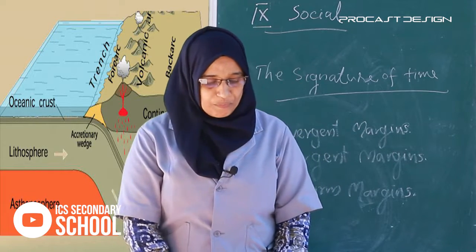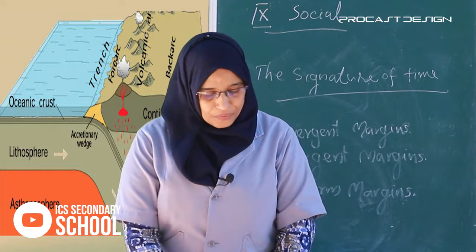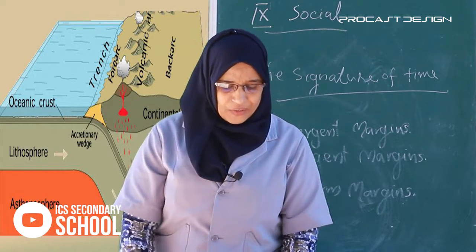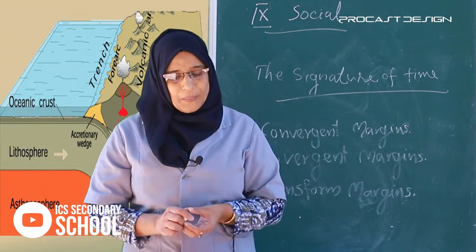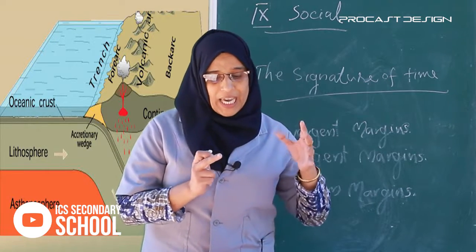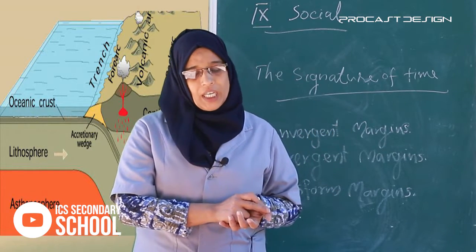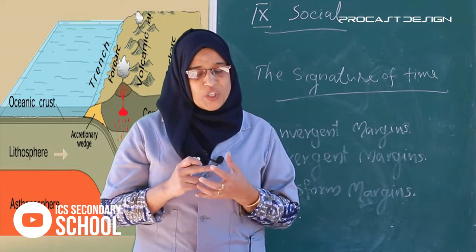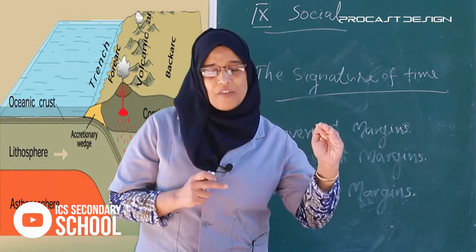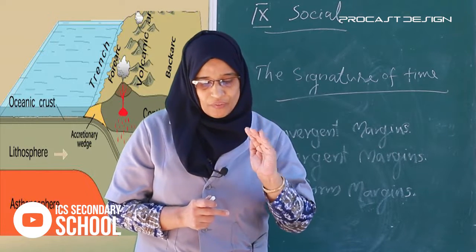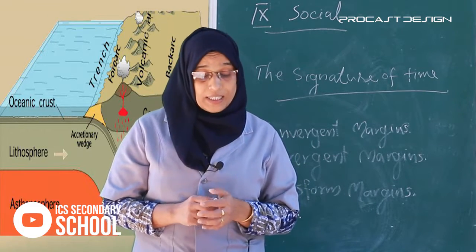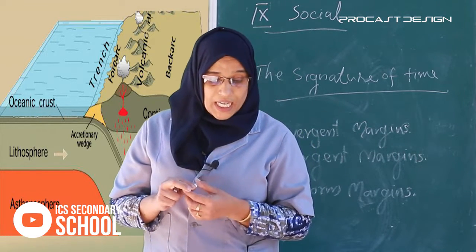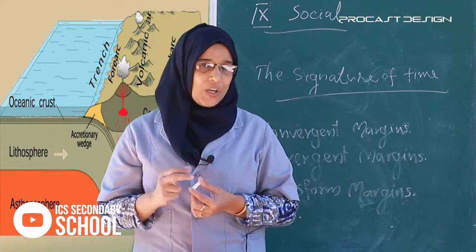Then next, if there is any difference in density between the plates along the convergent margin, the denser plate will submerge under the lighter one. These zones are called subduction zones.